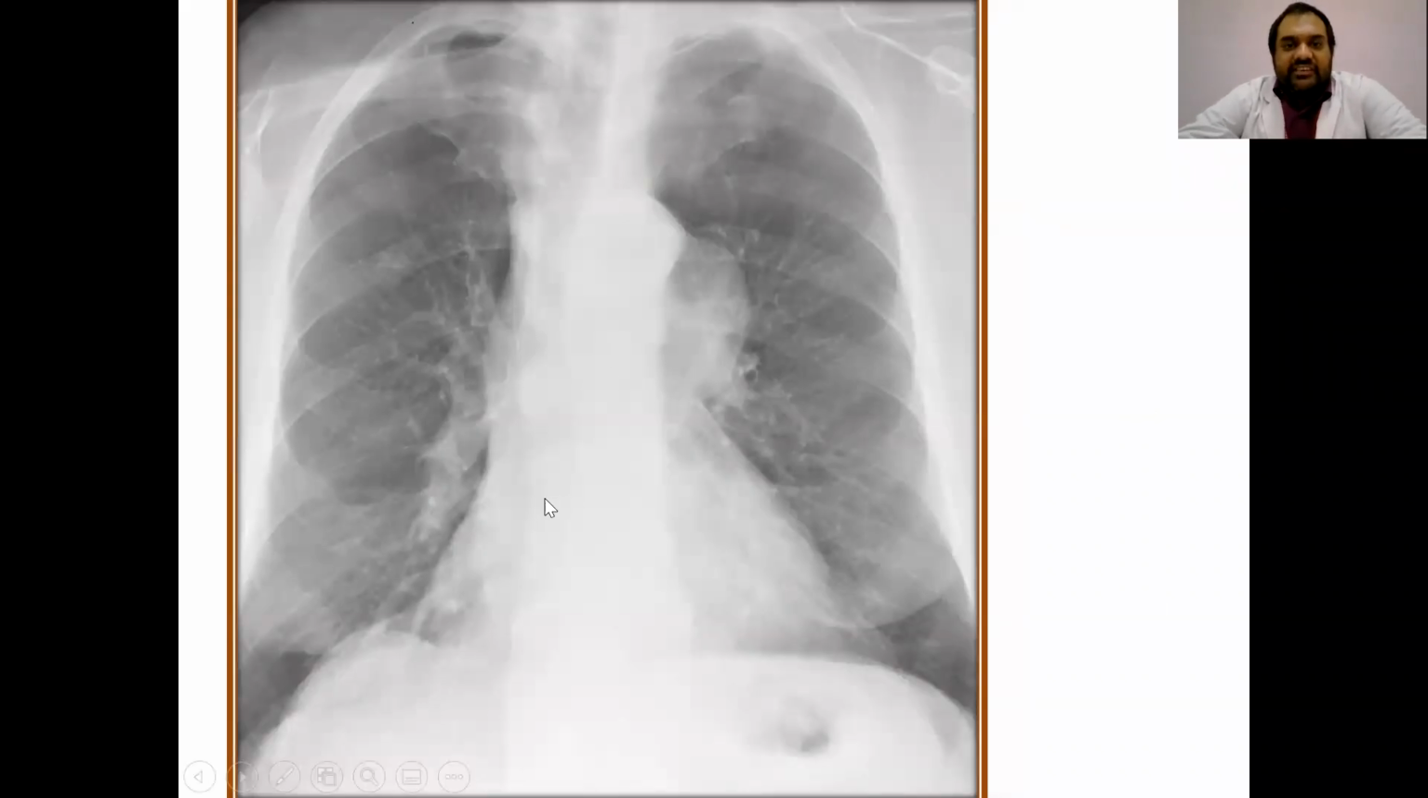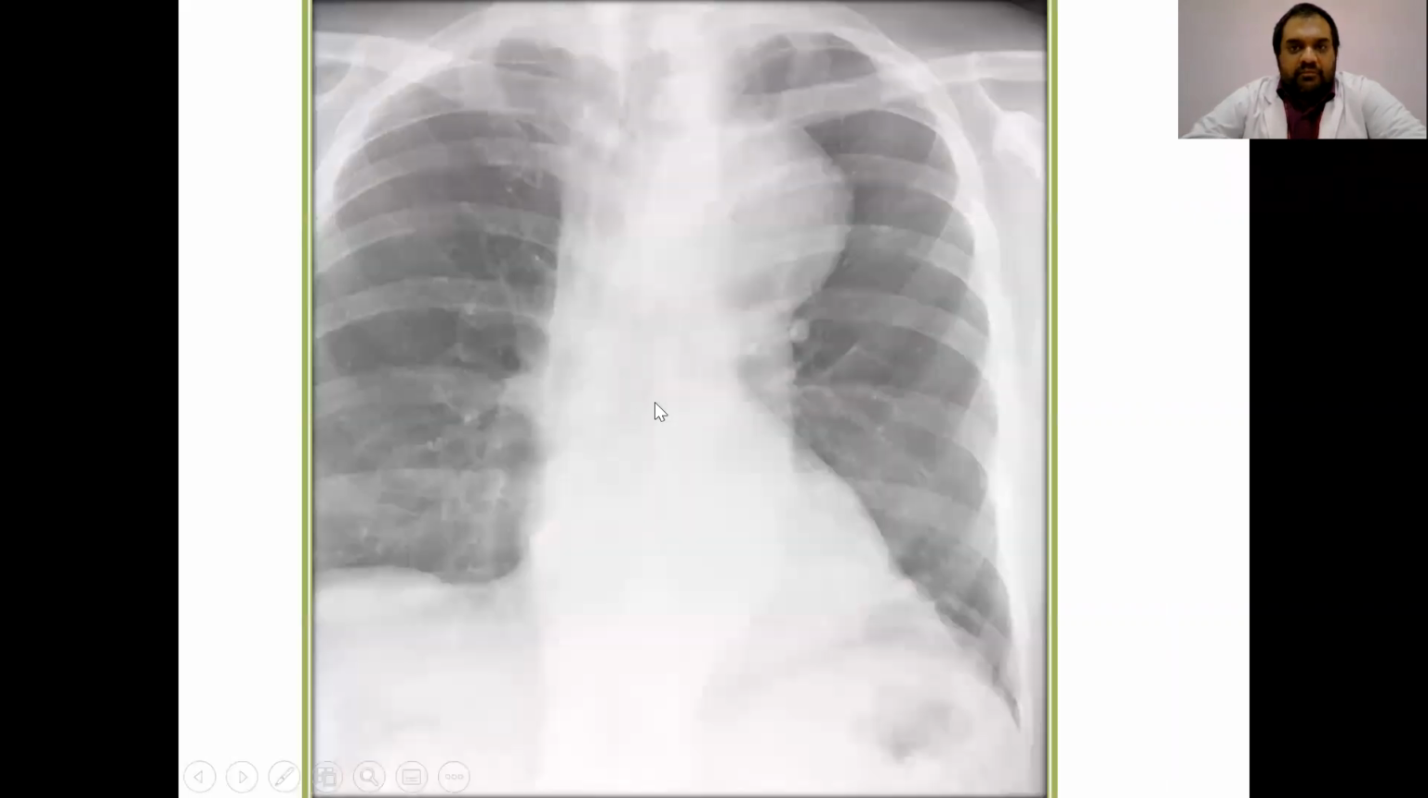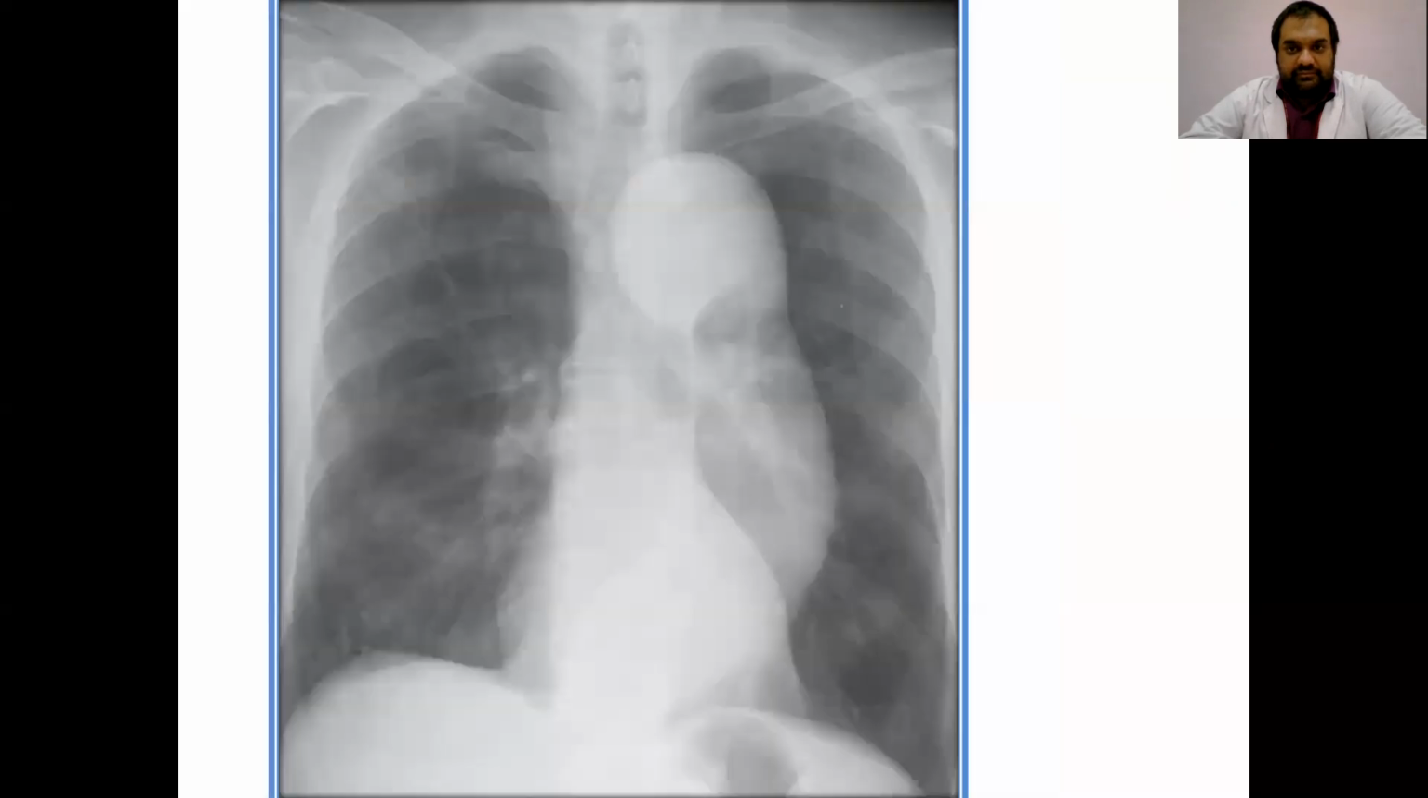This is a frontal chest radiograph showing the aortic arch aneurysm, dilated aortic knuckle. This is the same case, dilated aortic knuckle. You can see the massively dilated arch, and the ascending aorta is also dilated. This is a massive dilatation of the arch of aorta and descending aorta.